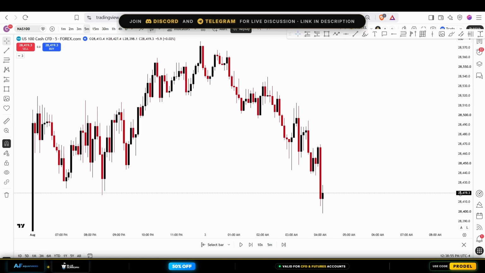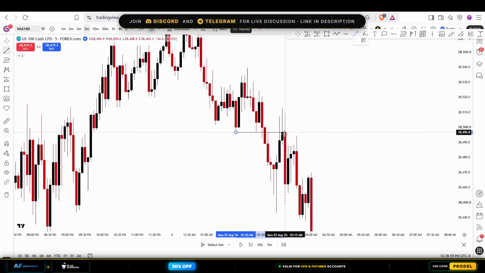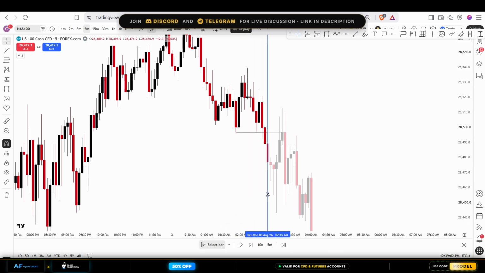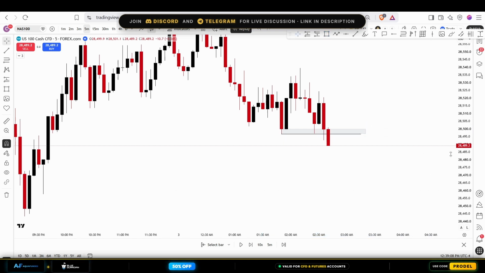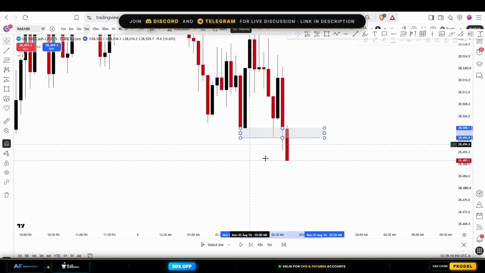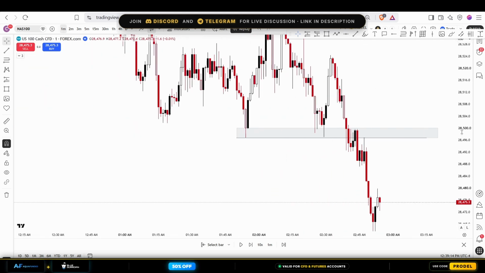Let me just show you some trades that my Telegram members took on the London session. You can see there was the break of structure to the downside. After the break of structure, just mark the SNR level like this that I already teach you on the YouTube channel. And after that, just go to the 1-minute time frame and wait for the entry confirmation.